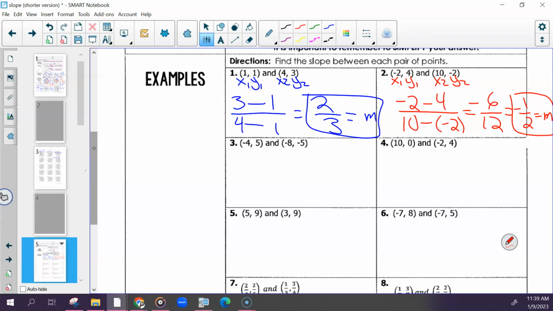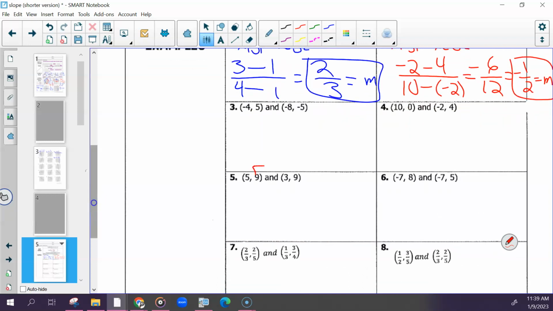In examples 5 and 6, these are the only types of examples that you do not need to show work for, if you remember this. If you see that you have the same y values, so let's say we didn't remember and we started doing it, I'm going to actually do it, but then I'm going to show you why you don't have to show it. So we would have 9 minus 9 over 3 minus 5. What's going to happen in our numerator? They're going to cancel out, become 0. And 0 divided by anything is 0.